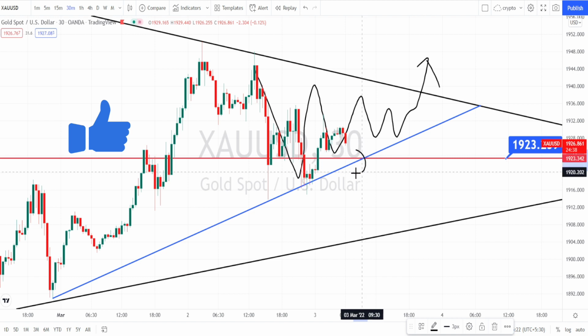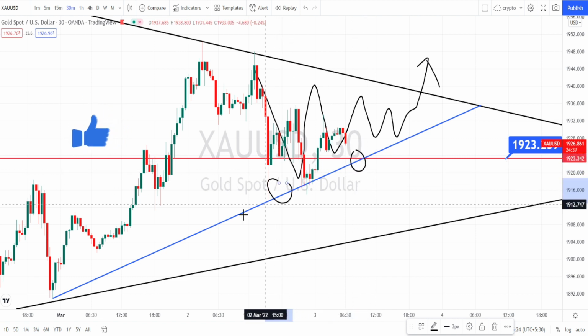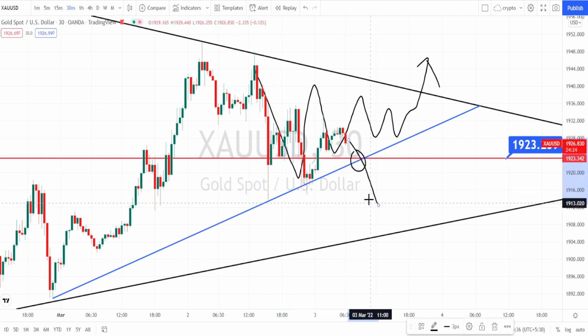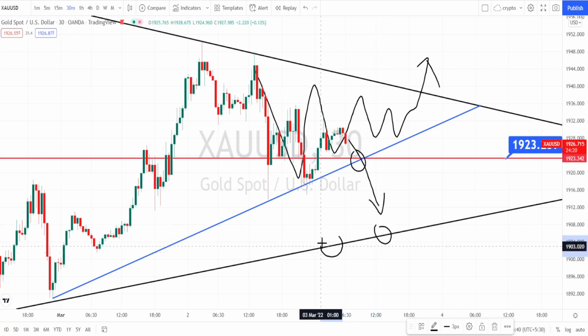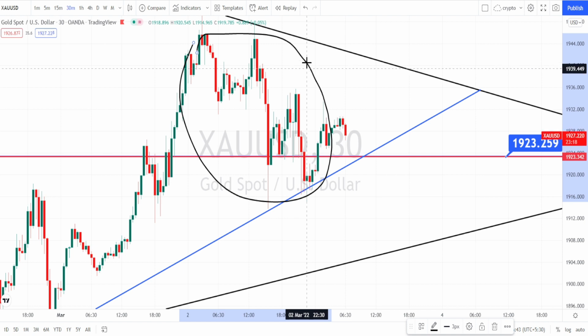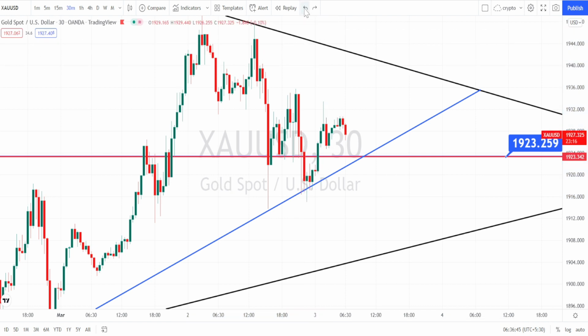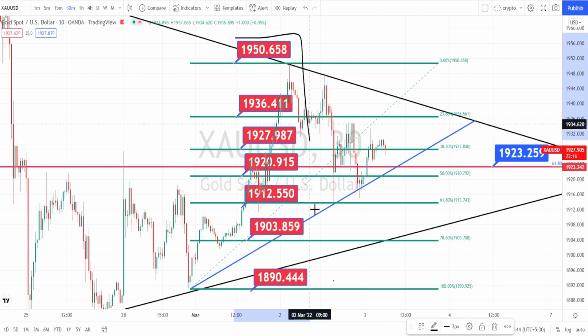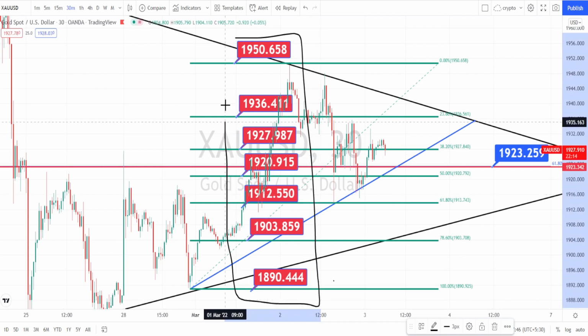In 30 minutes it has to break this support line or the trend line in order to go on a bearish side. But still we have the daily time frame support line over here. So if it wants to continue its bearish trend, it has to break this trend line also. Let us mark the support and resistance levels. So the values within this red color boxes are the support and resistance levels for 30 minutes time frame.